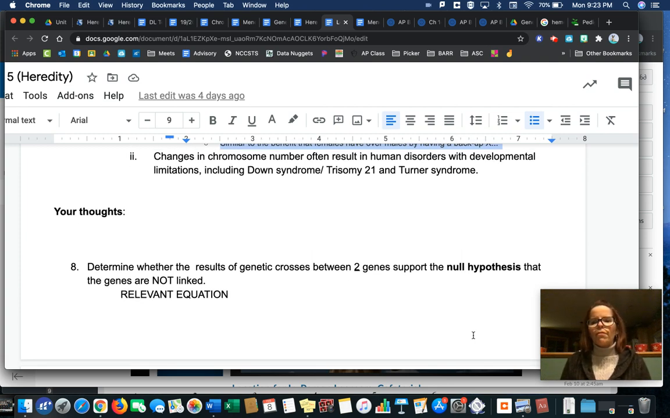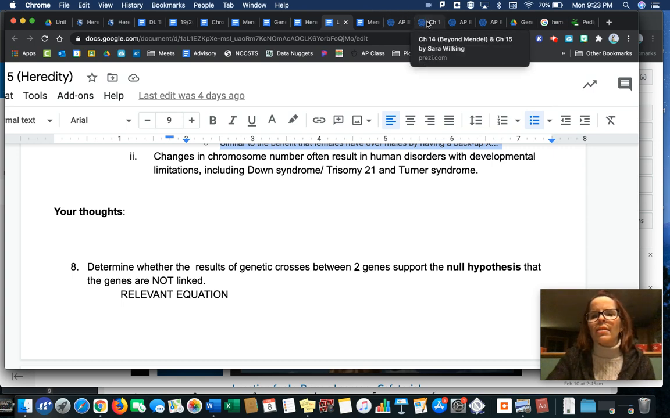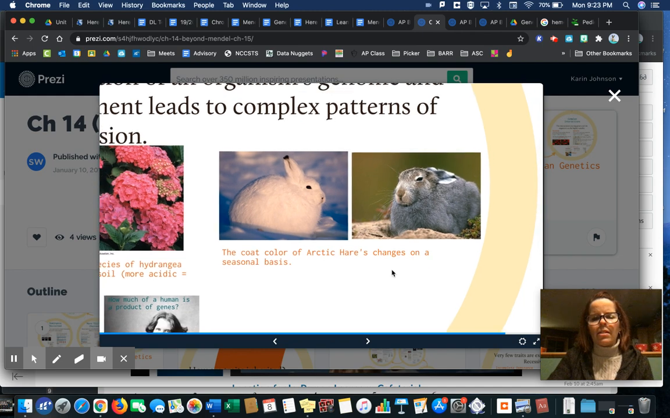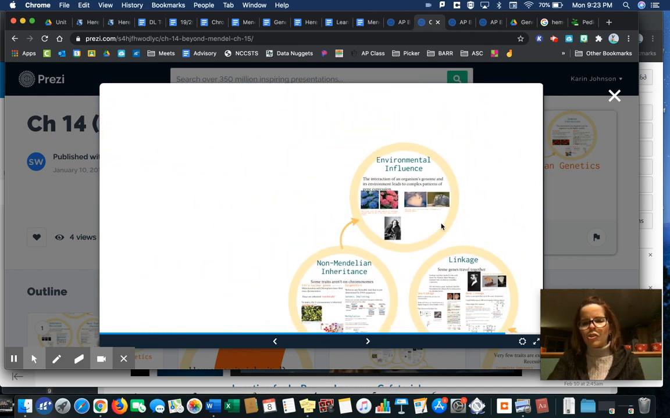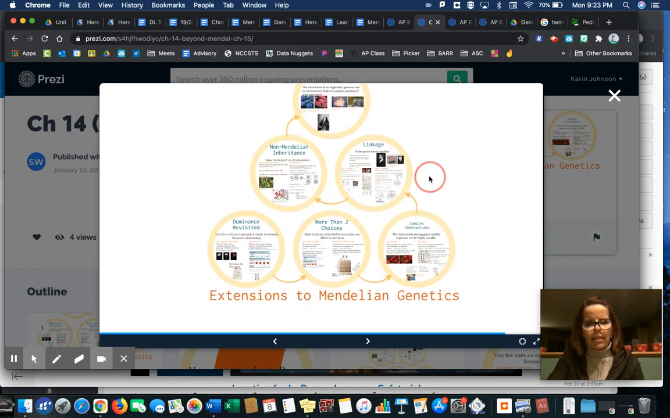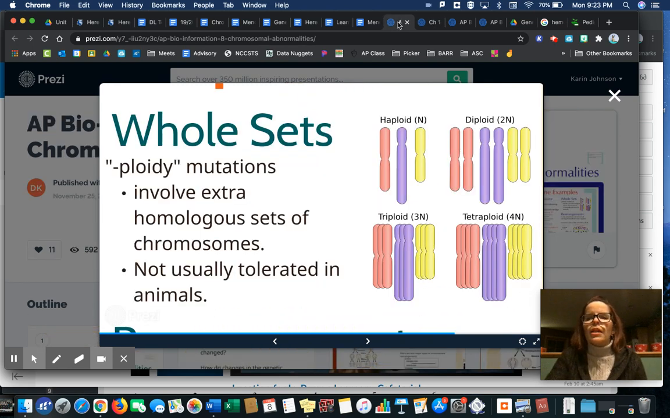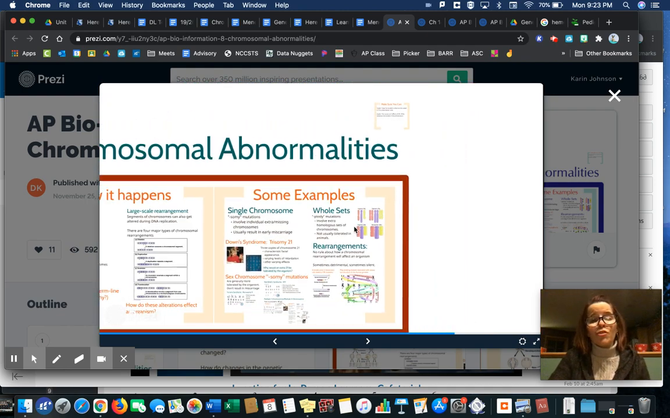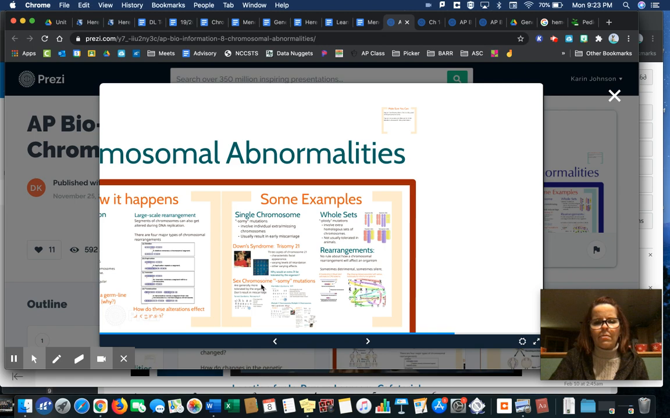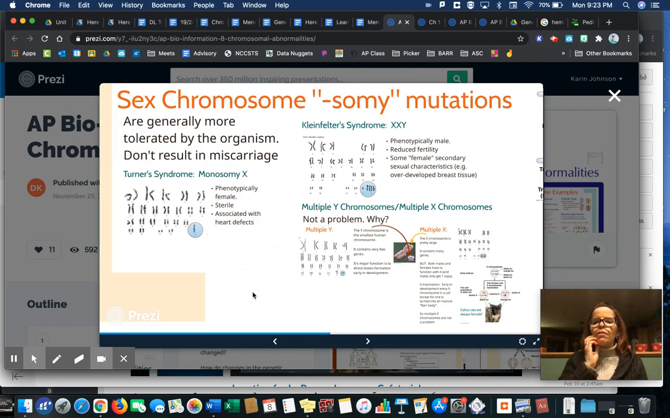Changes in chromosome number often result in human disorders with developmental limitations, including Down syndrome, trisomy 21, and Turner syndrome. Let's see, Turner syndrome, is that in this one? Turner syndrome is females that are XO. Nope, that is not this set of notes. Females that are XO are missing an X chromosome, so they have only 45 chromosomes. Here we go.